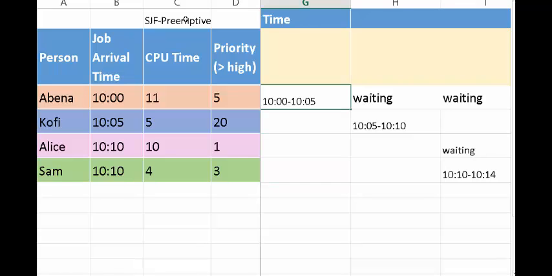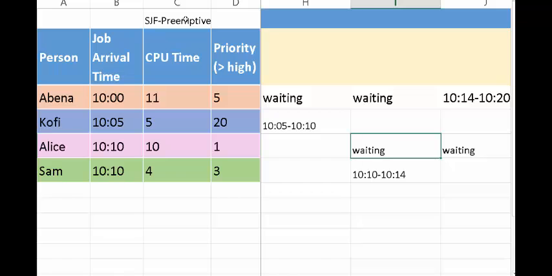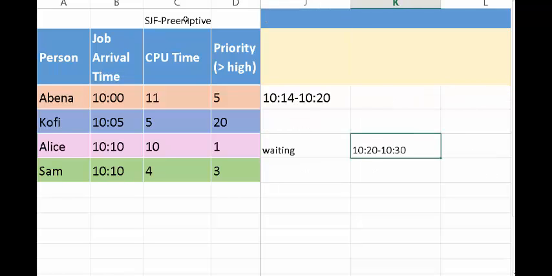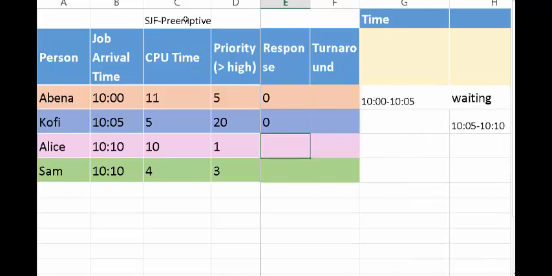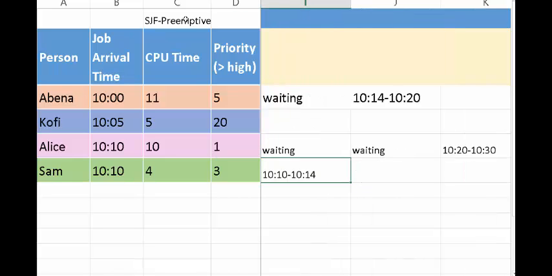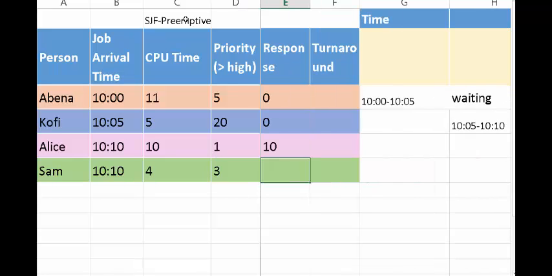Alright, so let's look at the various criteria. So response time. Abena got a good response time, 0, didn't have to wait for anyone. Kofi came in, and the moment he came, got to run, so 0. Alice came in at 10:10 as well, so had to wait up until 10:20 to run. So responded in 10, and then Sam came in at 10:10, got to run at 10:10, so responded in 0.